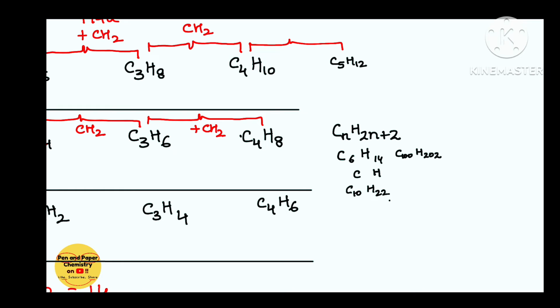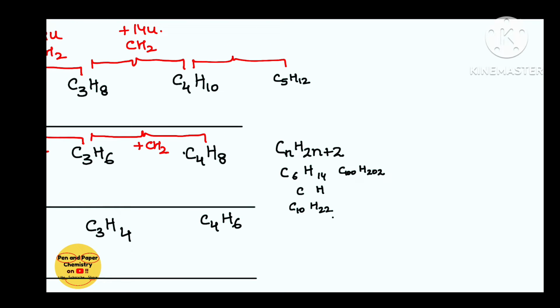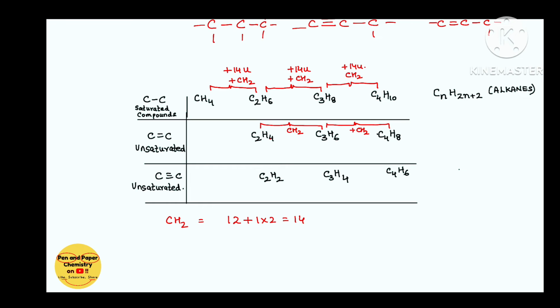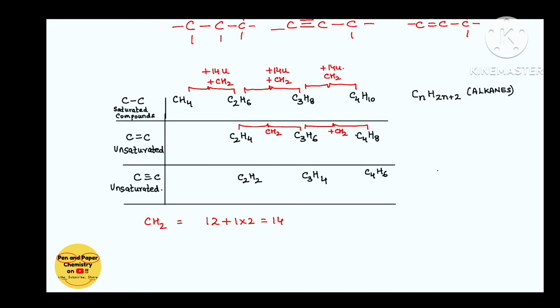So you have the general formula for this class of compounds, which we call alkanes: CnH2n+2. These are alkanes. Hydrocarbons which have only single bonds between the carbon atoms are known as alkanes. They are saturated compounds. Clear?